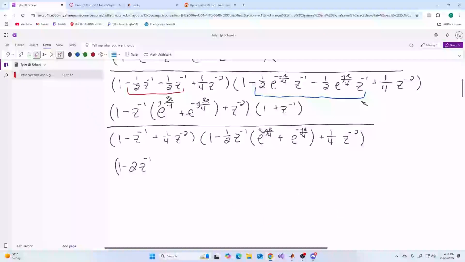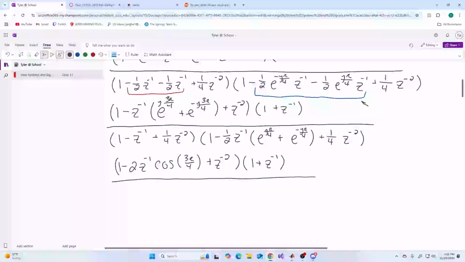So I'm going to put a pen, the cosine of 3 pi divided by 4 plus z to the negative 2 times 1 plus z to the power of negative 1, all over 1 minus z to the power of negative 1 plus 1/4 z to the negative 2.